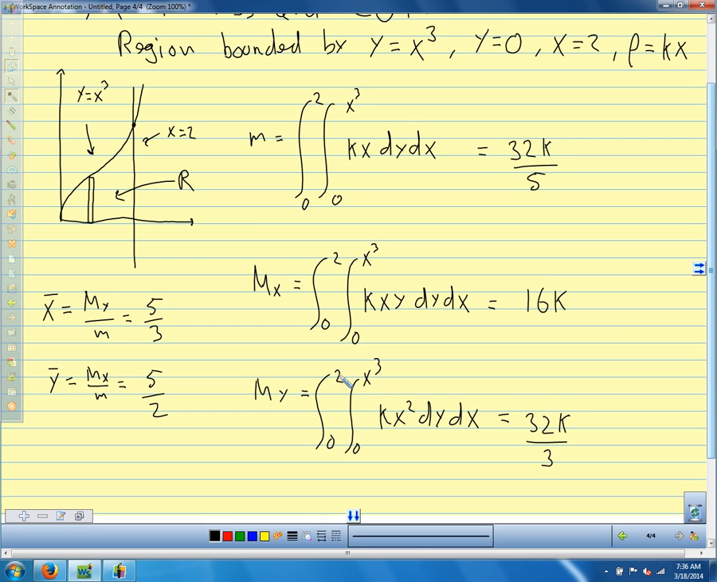And whenever you find these centers of mass, make sure that the numbers you get make sense. So our density is increasing as x increases. So our center of mass should be kind of pushed over in the x direction a little bit. So 5/3 makes sense. If we got something bigger than 2, we'd know we'd made a mistake. And y is 5/2. So those numbers seem reasonable for a center of mass for that particular region.